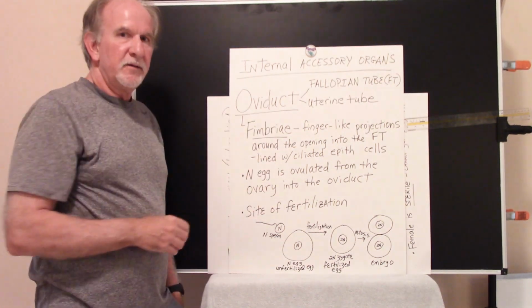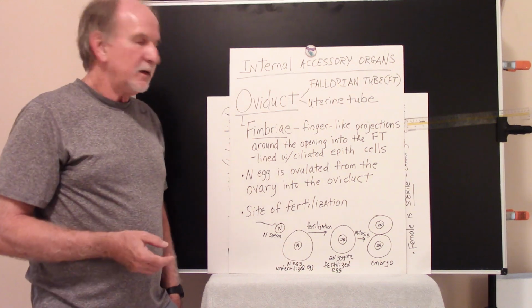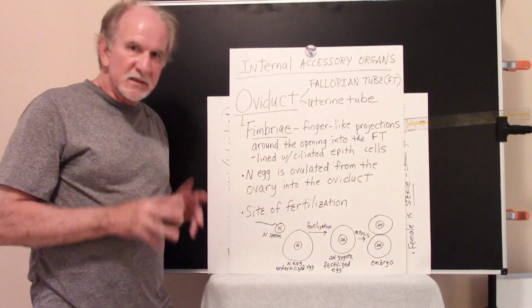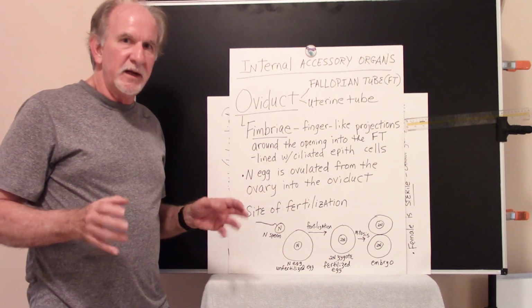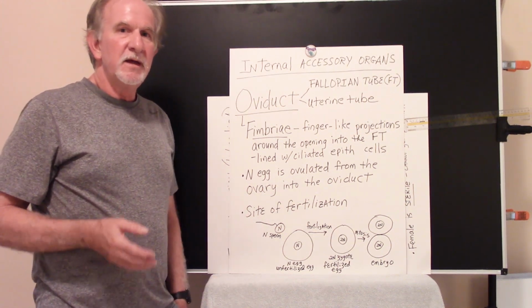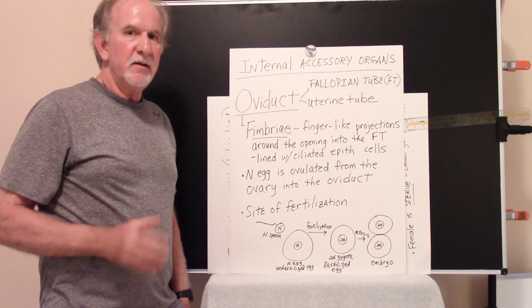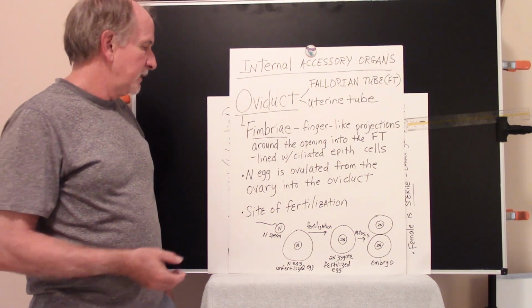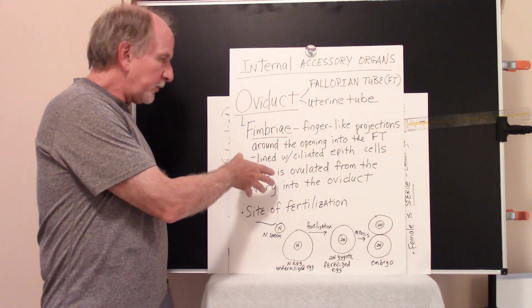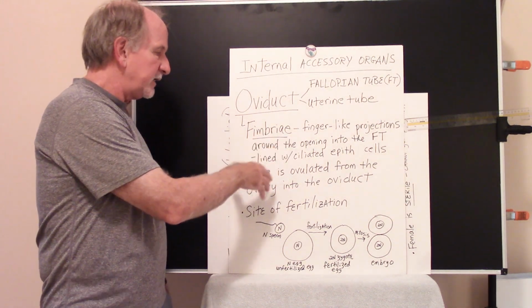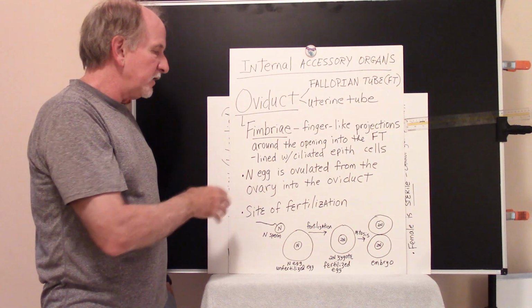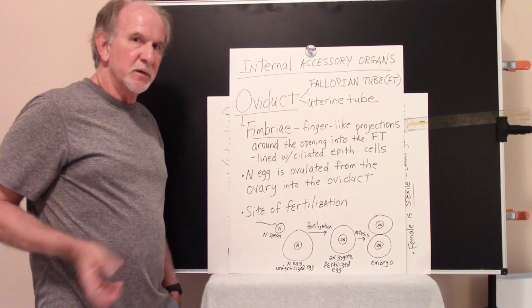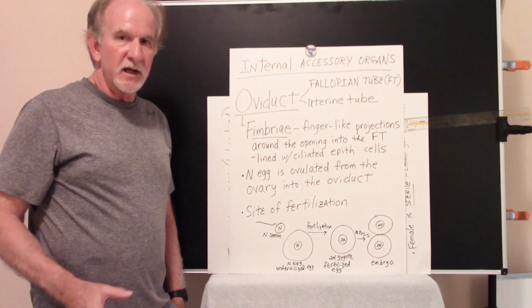The fimbriae are lined with epithelial cells that are ciliated. And the cilia beat in a synchronized fashion at ovulation to help sweep the egg from the ovary into the oviduct. So the haploid eggs are ovulated or released from the ovary into the oviduct. And the oviduct serves as what's called the site of fertilization.